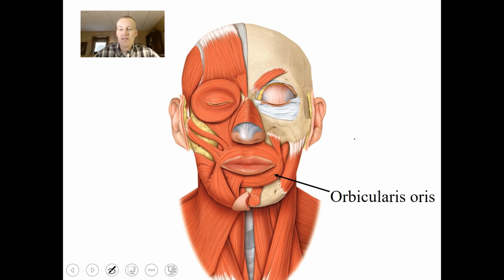The orbicularis oris is a circular band of muscles around the mouth and allows you to close your mouth. So if you purse your lips real tightly, that's the orbicularis oris doing that activity.